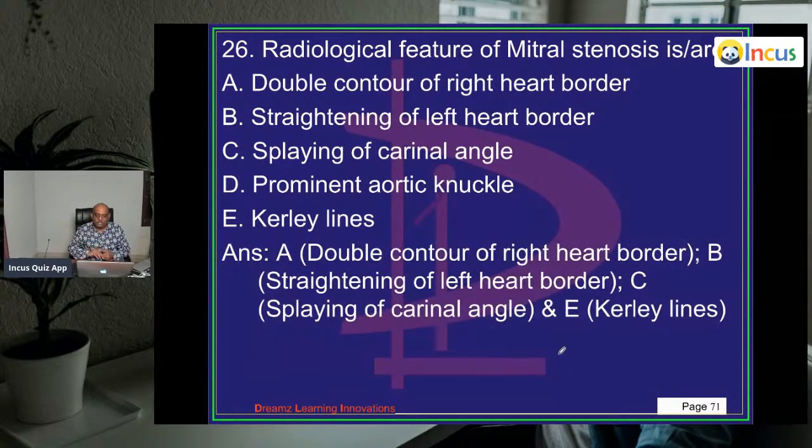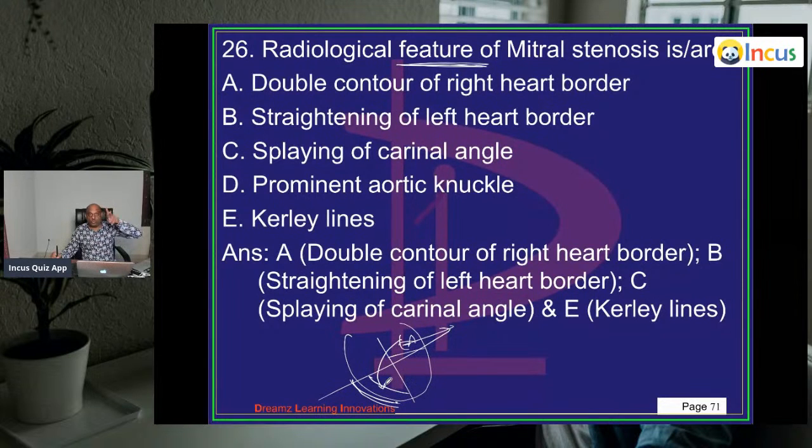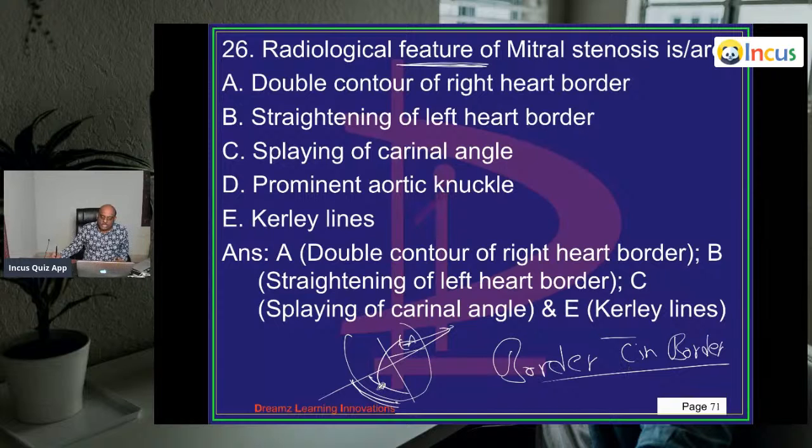Okay, so what are the radiological features of mitral stenosis? Typically in mitral stenosis, the left atrium is undergoing enlargement. Left atrial enlargement does not expand the left border, rather it expands towards the right border. So that leads to two borders. That's called border within border appearance, which is what you need to remember. That gives a double contour to the right heart border. There's a straightening of the left heart border because pulmonary artery hypertension will be there.